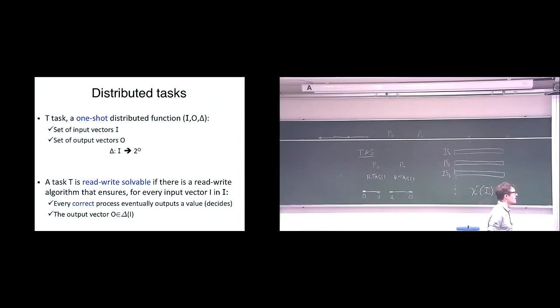When we say that the task is solvable in some model, in our case let's suppose read-write, there is an algorithm that ensures that every correct process, after taking a certain number of steps, eventually produces an output. And if you form a vector of outputs produced in any given run, it satisfies this condition given the inputs. You have a vector of inputs I, and a vector of outputs O produced in any given execution of our algorithm. Then O should be in delta of I. So it should be correct.